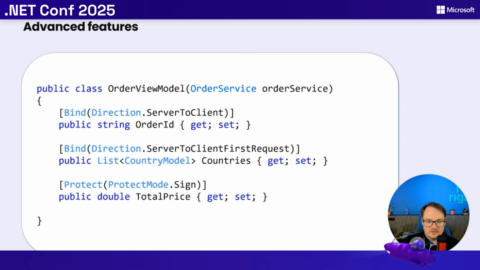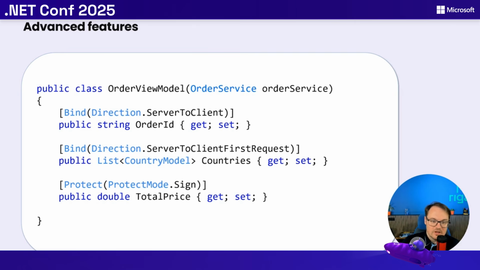Also, there are other things. Some properties are just sent to the browser, but they are never updated. The list of countries can stay there while the page is loaded, and it will never need to go back to the server and back from the server to the client. So this means the server to client first request.